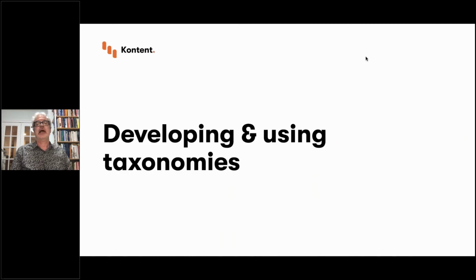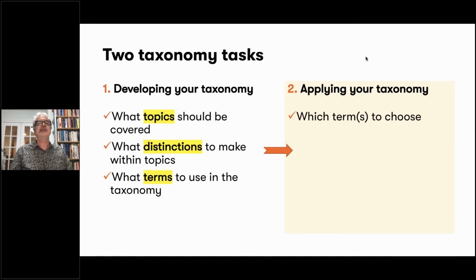So let's talk about how we get a taxonomy like that. How do you develop and use a taxonomy? And really, there are 2 different tasks. One is developing the taxonomy, which gives you the terms that you can use to tag your content items, and the other is applying the taxonomy. Now, developing the taxonomy is frankly a lot more work, so I'm going to spend more attention on that topic here in this webinar.